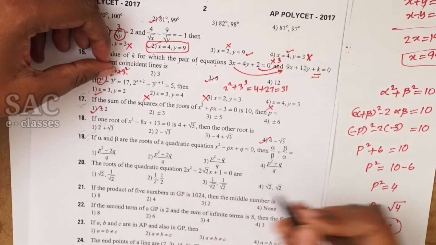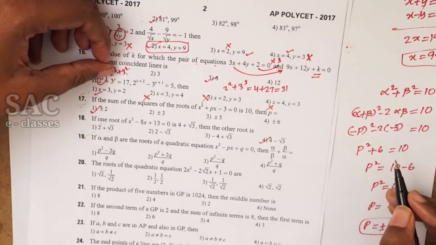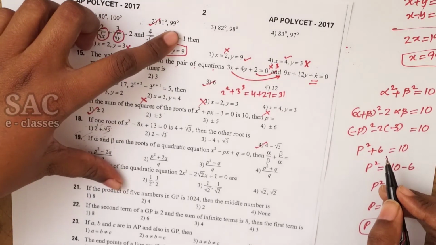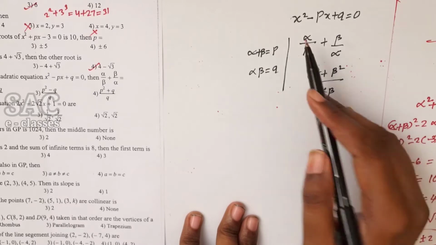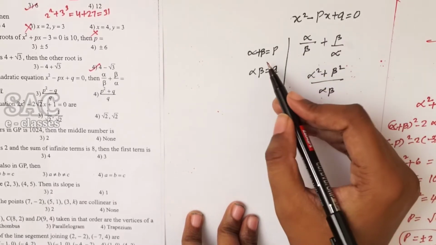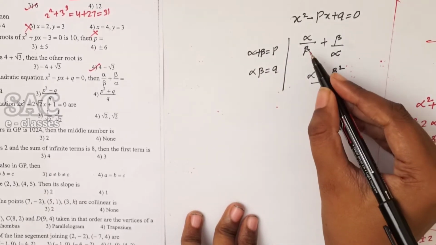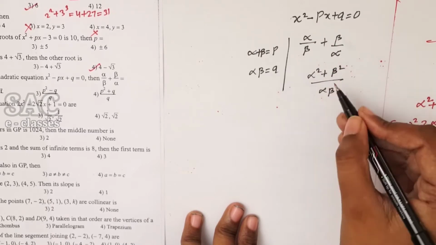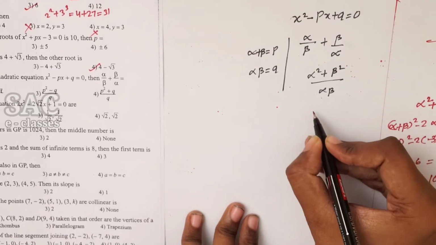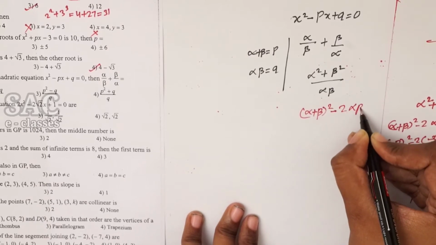Now look at problem number 19. If alpha, beta are the roots of the quadratic equation x square minus px plus q equal to 0, then alpha by beta plus beta by alpha. Now they have given a quadratic equation x square minus px plus q whose roots are alpha and beta. The sum of the roots is p and the product of the roots is q. You require alpha by beta plus beta by alpha, which is alpha square plus beta square by alpha beta. Alpha square plus beta square can be written as alpha plus beta whole square minus 2 alpha beta, by alpha beta.